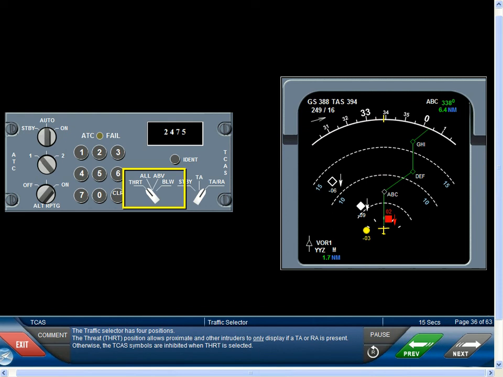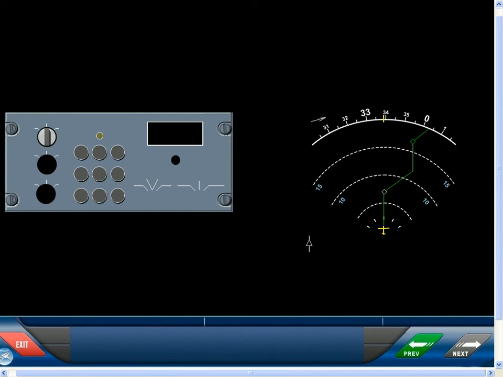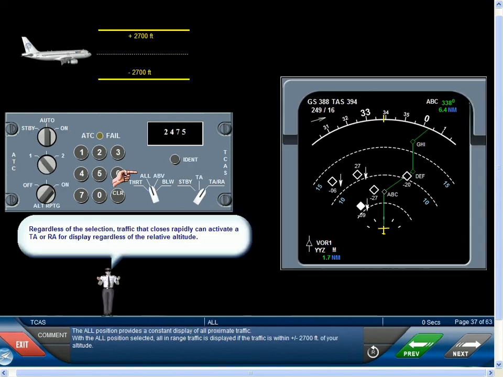The traffic selector has 4 positions. The Threat position allows proximate and other intruders to only display if a TA or RA is present. Otherwise, the TCAS symbols are inhibited when Threat is selected. The All position provides a constant display of all proximate traffic. With the All position selected, all in-range traffic is displayed if the traffic is within plus or minus 2,700 feet of your altitude.